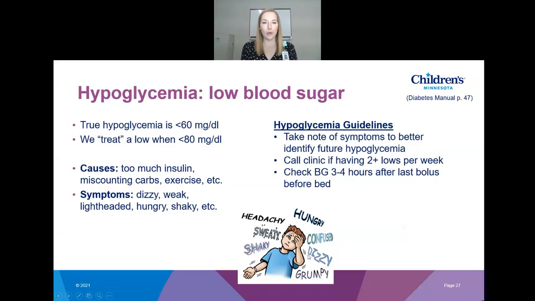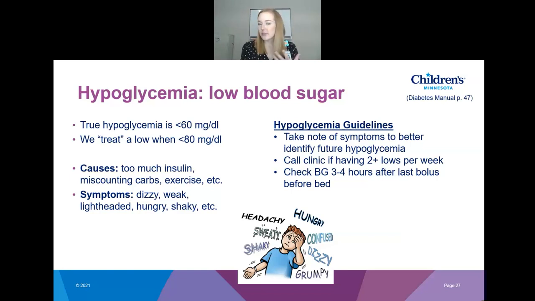So what is hypoglycemia? Hypoglycemia simply means low blood sugar. I like to remember this term because hypo rhymes with low. Hypoglycemia, low blood sugar. In a true medical textbook, hypoglycemia is a blood sugar less than 60, but that's pretty low. So we like to start treating when our blood sugar is less than 80.